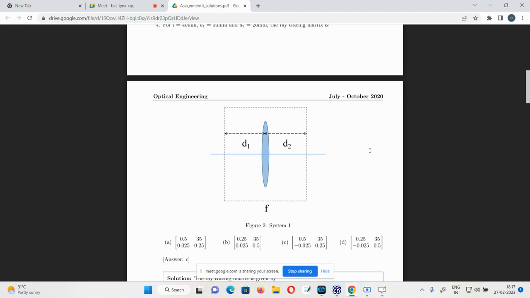Whatever you are seeing on the screen is the general formula. In order to turn the general formula into an imaging system, we have to put a constraint such that D1 should be like an object plane and D2 should be like an image plane. For that, we should get a condition such that 1 by D1 plus 1 by D2 should be 1 by f. If you apply that constraint, then we can apply all the imaging conditions. From there, you can solve for the values of the matrix of that lens or the system.